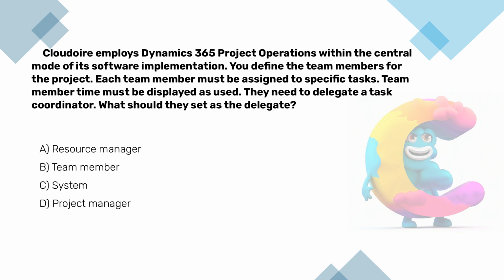We employ Dynamics 365 Project Operations within the central mode of its software implementation. You define the team members for the project. Each team member must be assigned to specific tasks. Team member time must be displayed as used. We need to delegate a task coordinator. What should we set as the delegate? A. Resource manager. B. Team member. C. System. D. Project manager.